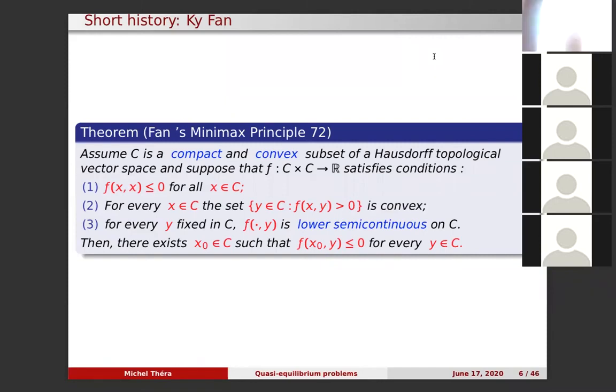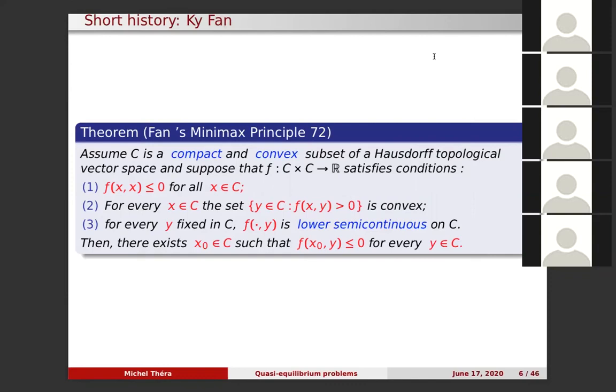The first one, f of x, x is less than or equal to 0 on the diagonal for every x in C. And for every x in C, the set of y in C such that f of x and y is strictly positive is convex. And for every y fixed in C, the function is lower semi-continuous with respect to the first variable, x. If these three conditions are satisfied, then Fan proves that there exists x0 in C such that f of x0 and y is less than or equal to 0 for every y in C.